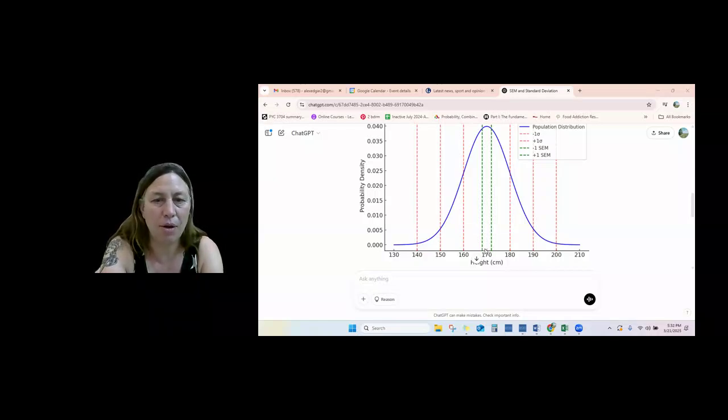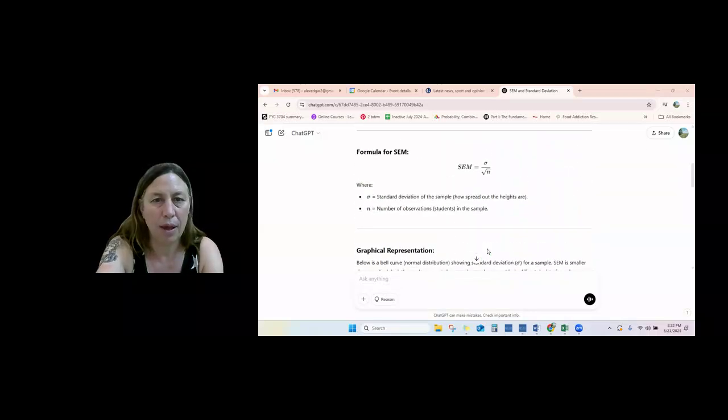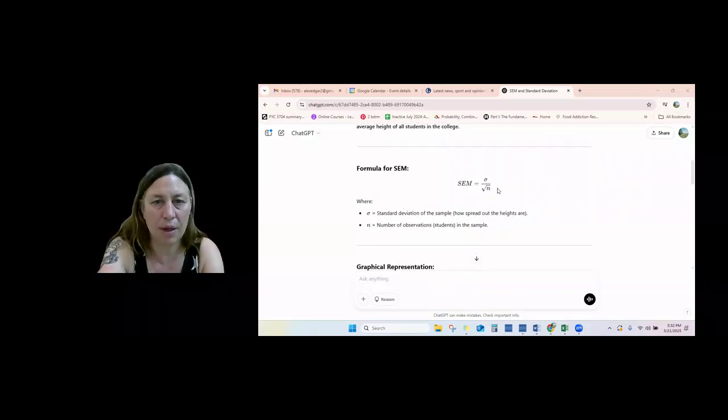That's what we're calculating. We're calculating this line here to say, oh look, our sample is most likely within 2 centimeters of the true average for the population. So we take our standard deviation, which in this case will be 10 centimeters, and divide it by the square root of the number of individual observations in the sample. So if we take a sample of 10 students, that n will be 10. If we take a sample of 24 students, that n will be 24.